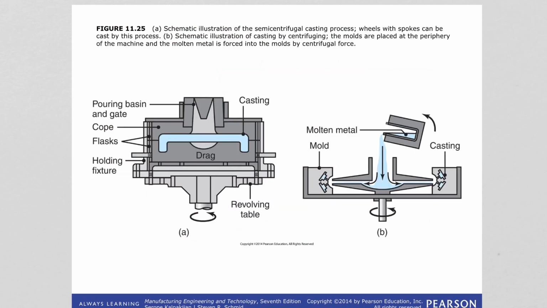So this is the schematic of the semi-centrifugal casting process. Wheels with spokes can be cast by this process, as we talked about. There is the revolving table rotating and creating the centrifugal forces, and the metal is poured from the middle. And as you can see, it is a part with a rotational symmetry which is being cast.